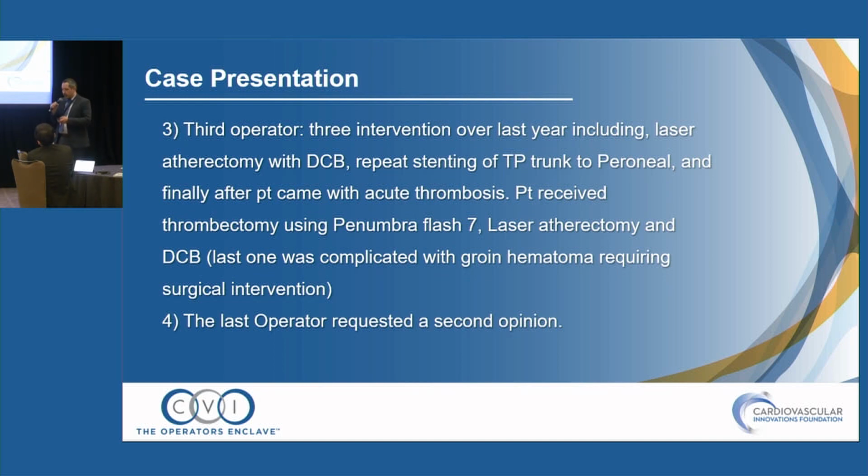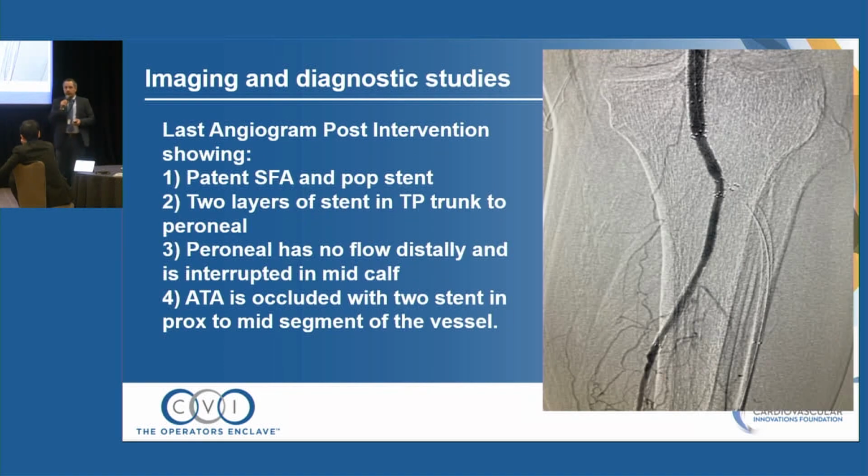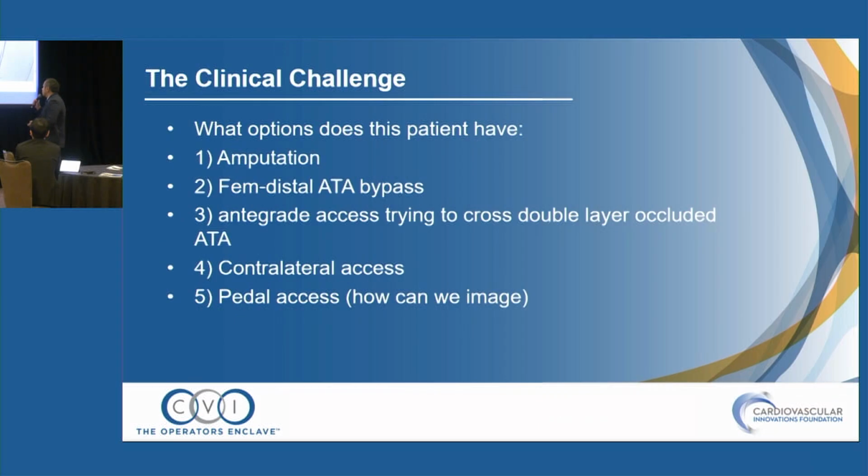So the third operator asked for a second opinion. This is a still frame to show you the last image from the last procedure. You can see the AT is occluded. The stents that were placed in the AT did not reach the ostium of the AT. And the two-layer stent in the peroneal to TP trunk runs to a peroneal that doesn't have really good outflow. So the question is what to do.